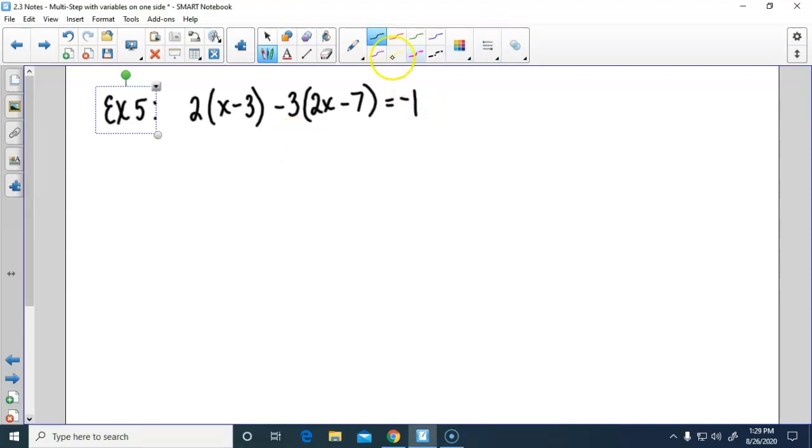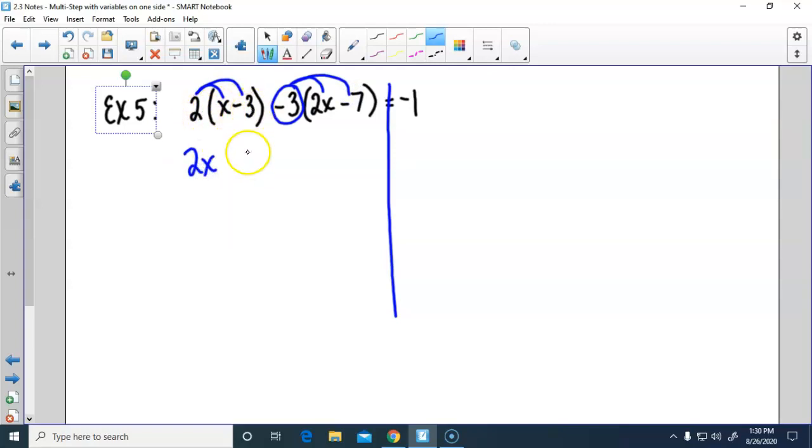So whenever we want to solve this equation, we're going to begin by distributing our 2 and then also distributing this -3. So 2 times x is 2x, and 2 times -3 is -6. Then we'll have -3 times 2x, which will give us -6x, and -3 times -7, which will give us +21. Make sure whenever you do this that you distribute that negative whenever you're distributing your 3. And this is equal to -1.